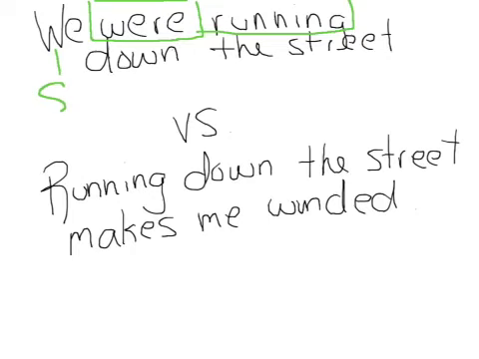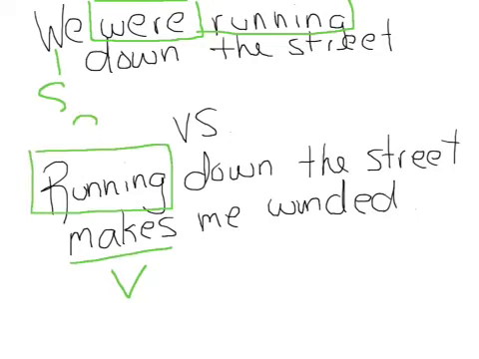Well, "makes" is our verb. That's what's actually happening in this sentence. Something is making me winded. Well, what's making me winded? Running is making me winded. Running would be our simple subject. Our entire subject would be "running down the street."